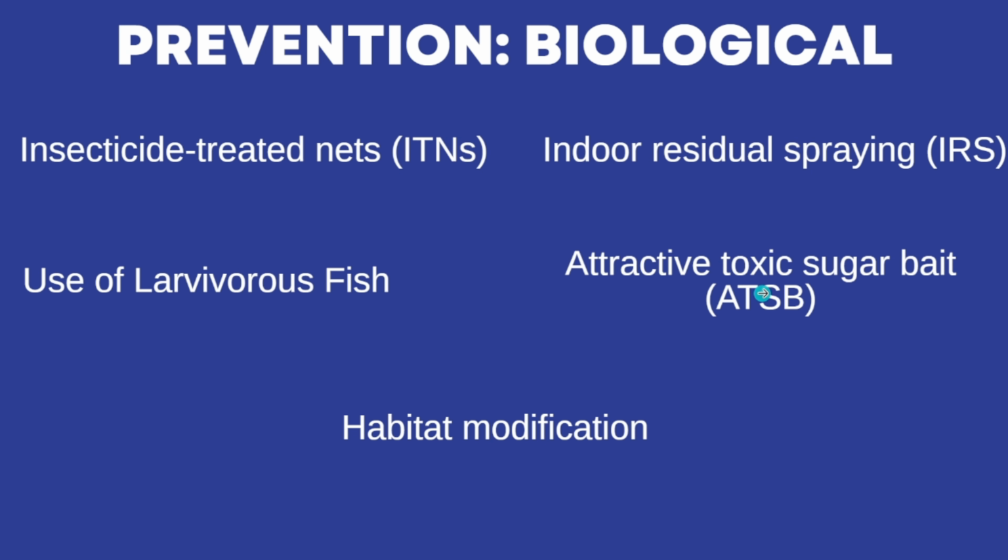Another one is attractive toxic sugar bait. Okay, so this one uses fruit or flowers that act as an attractant, a feeding stimulant, and an oral toxin to kill the mosquito. So this actually is one of the natural insecticides to kill the mosquito. This intervention is technologically and operationally simple, environmentally friendly, cheap, and suitable for controlling malaria in low and middle income countries.